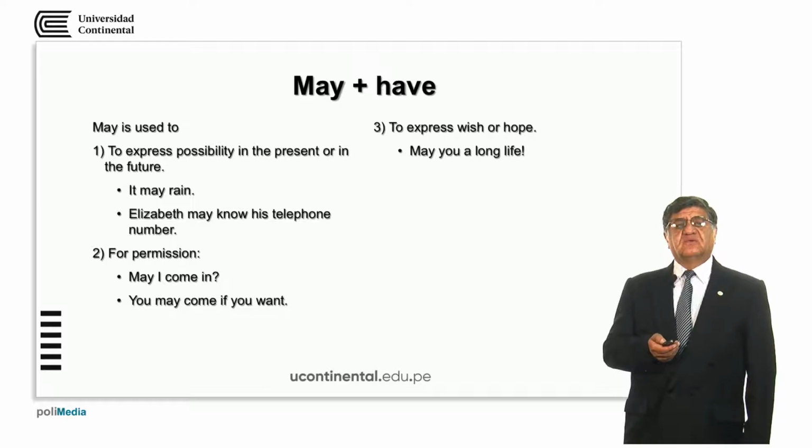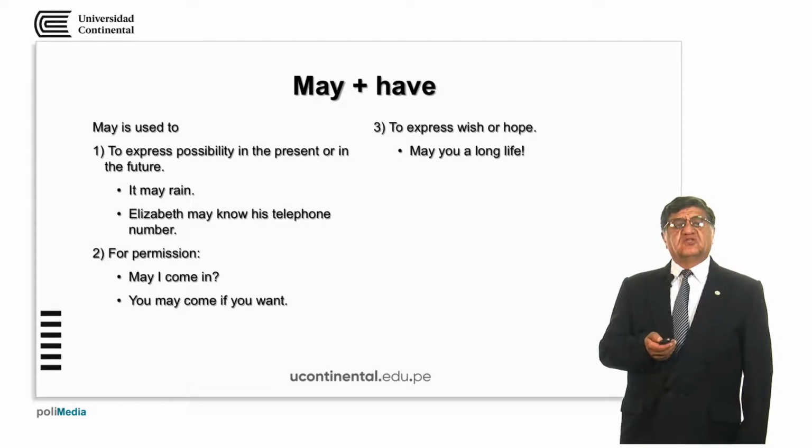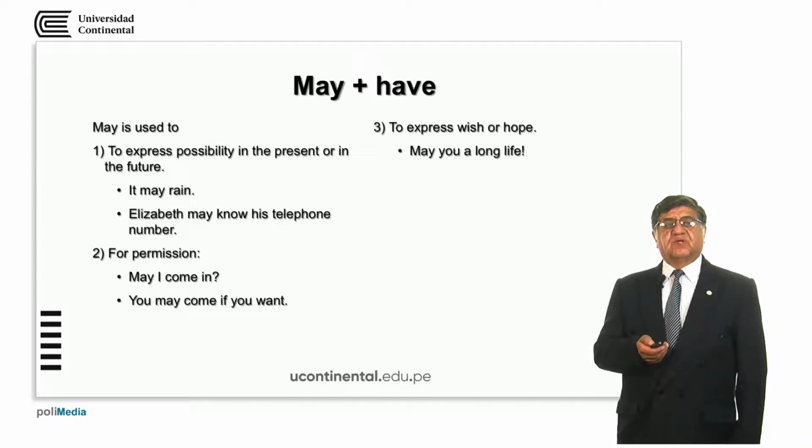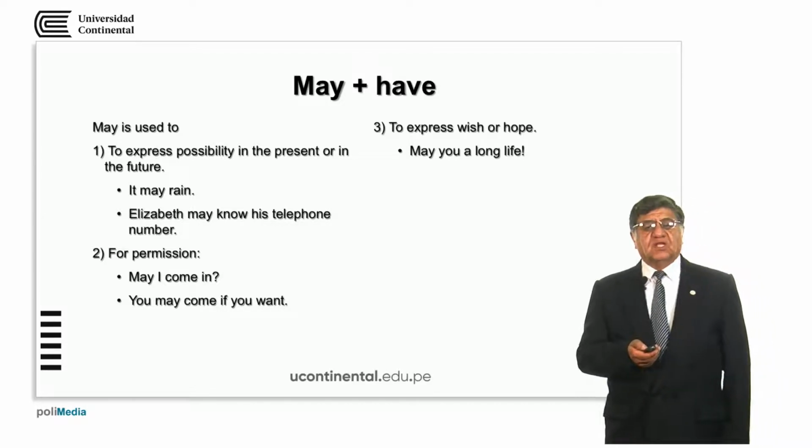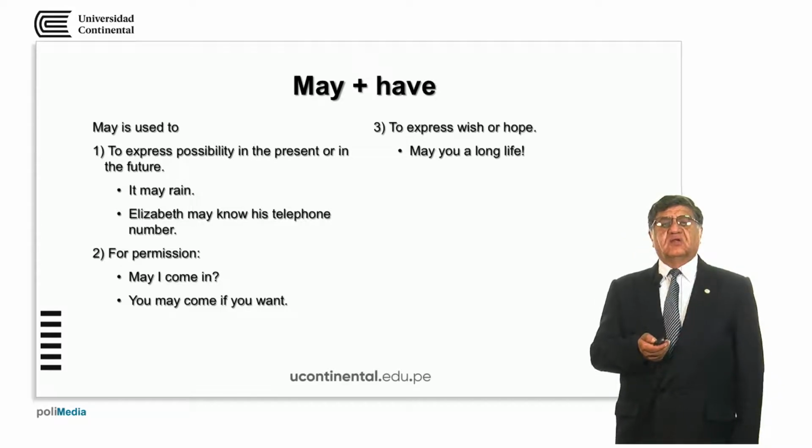May and have. May is used to express possibility in the present or in the future. It may rain. That means that in the nearby future, the weather could get rainy. Elizabeth may know his telephone number. Okay? We need some telephone number, or we are thinking of Elizabeth, that she probably has it.